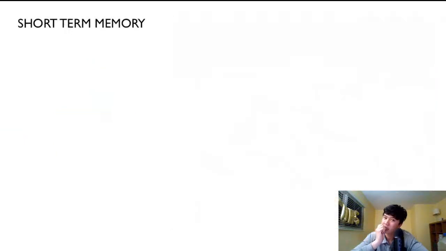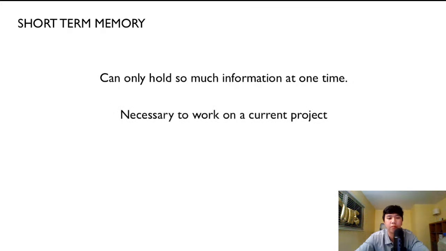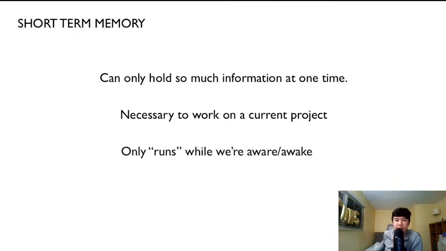And you also have two different types of memory in your brain. The first type, short-term memory, is limited in what it can hold. A lot of people think we can hold about 4 to 7 things in our short-term memory at any one time. And that's because our short-term memory is what we use to work on a project or work on something. It's what we're keeping in our head at any one moment. And that's what allows us to do our work. It only runs when we're awake or when we're aware. We're not keeping things in our short-term memory when we're sleeping. It kind of goes to sleep as well.